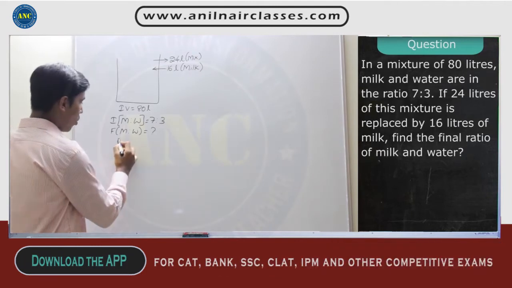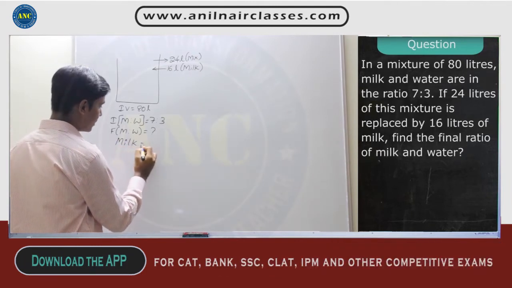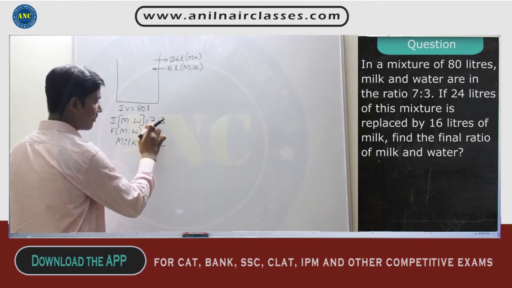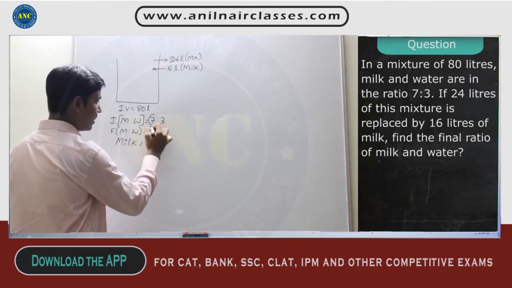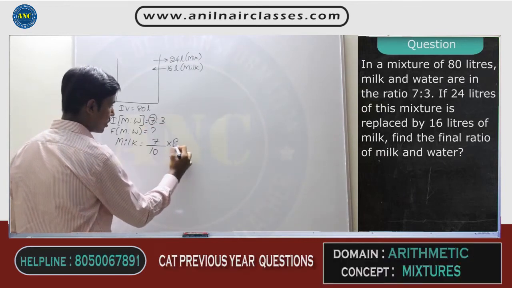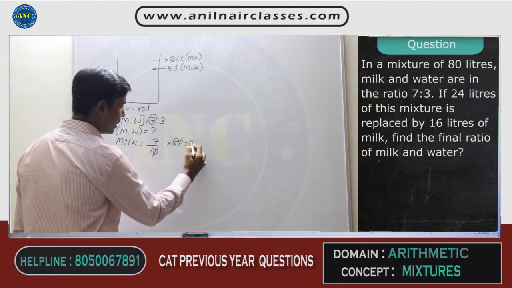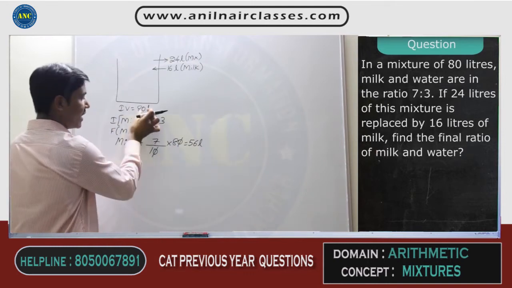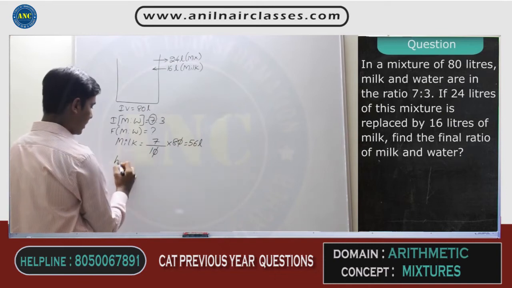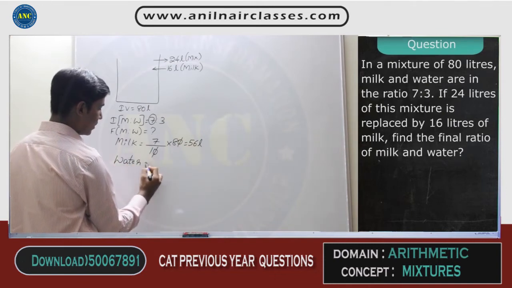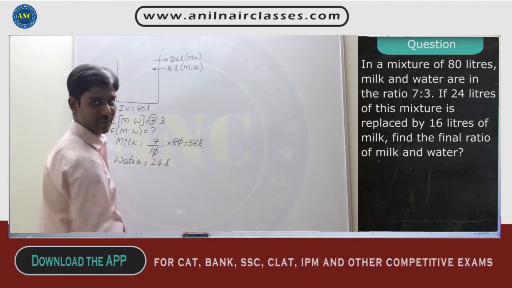Now first of all, how much milk is present? Milk is nothing but out of total 7 plus 3, 10 liters, 7 liters belongs to milk and the total volume is 80. 7 into 8 is 56 liters. Out of 80 liters, if milk is 56 liters, then the water will be remaining 24 liters. The water is remaining 24 liters.